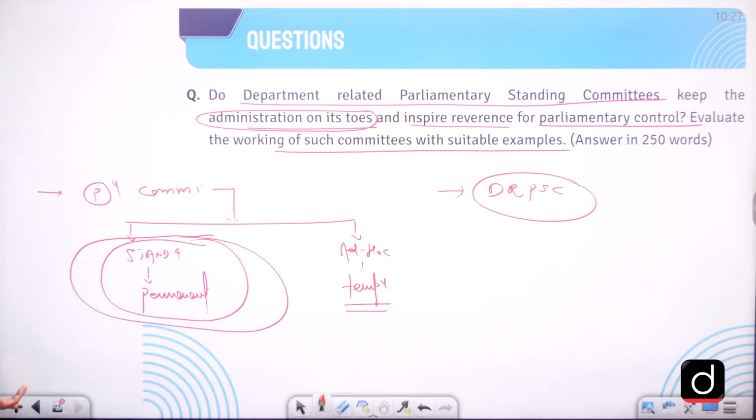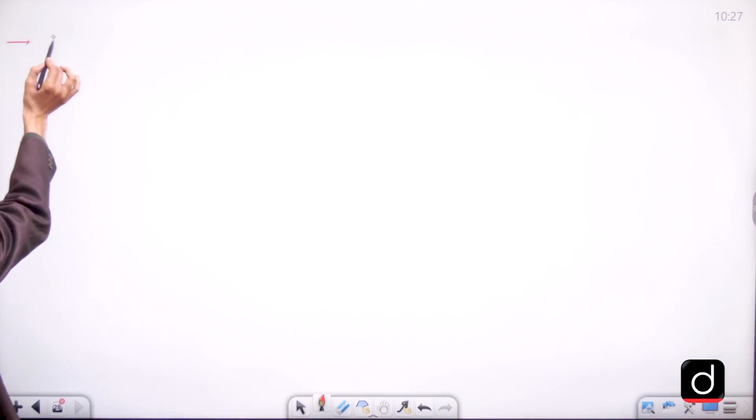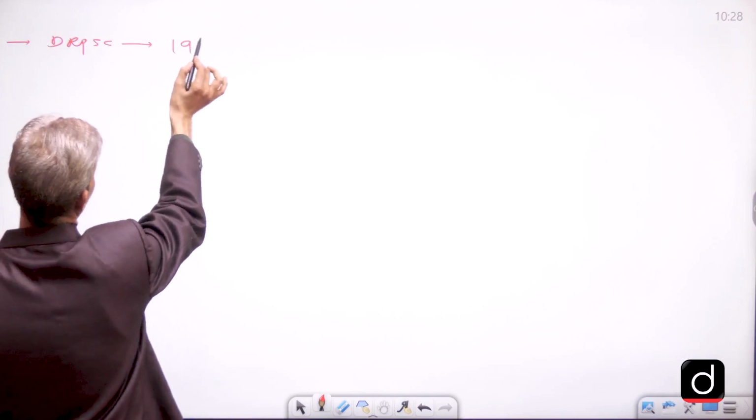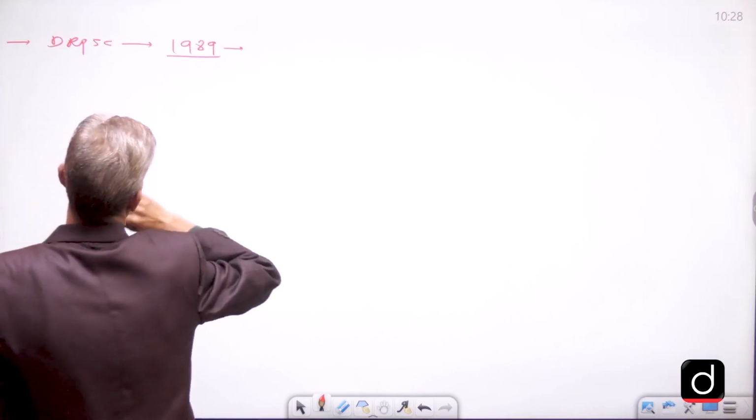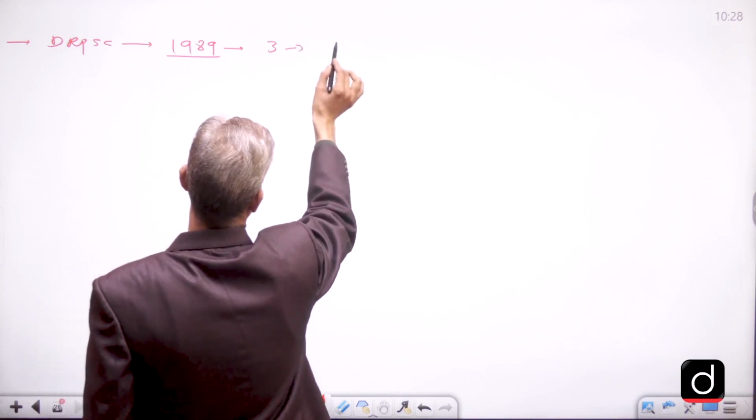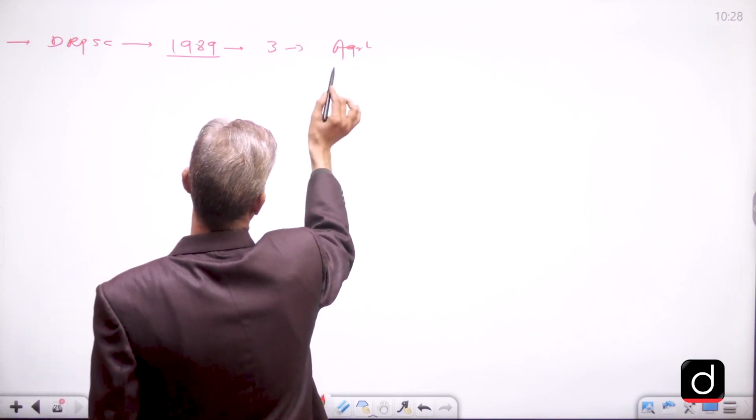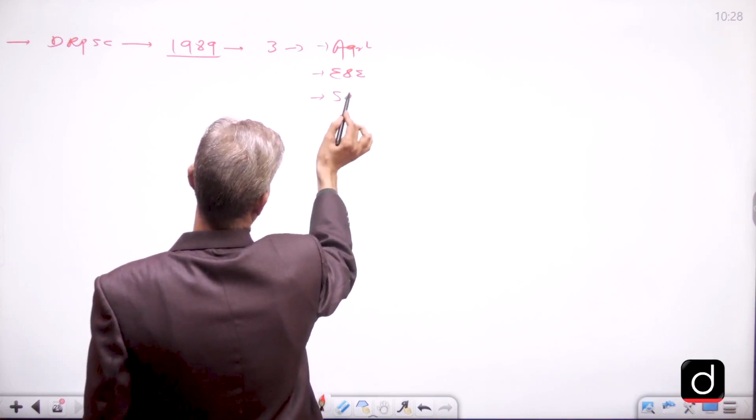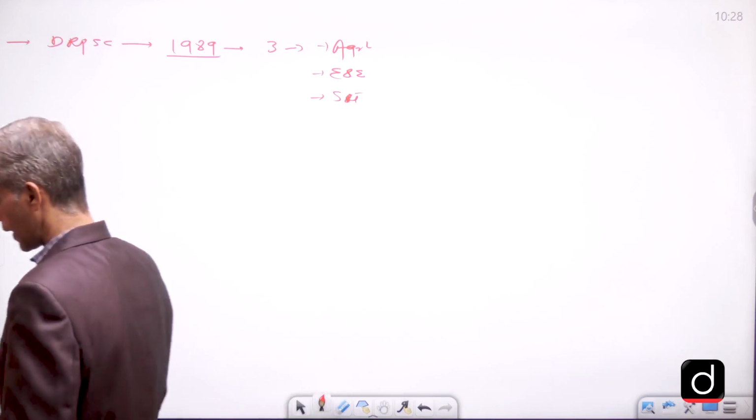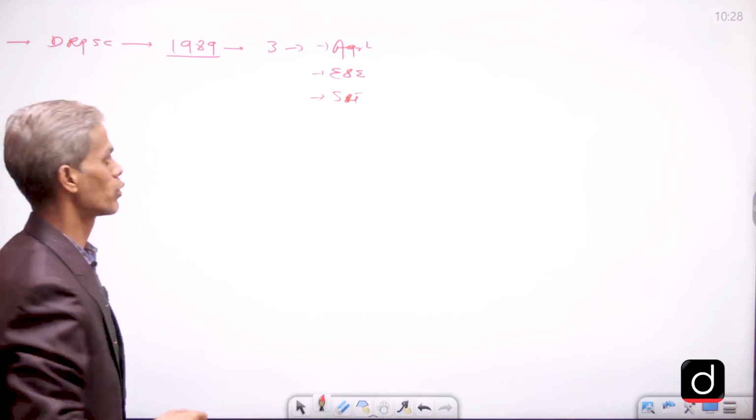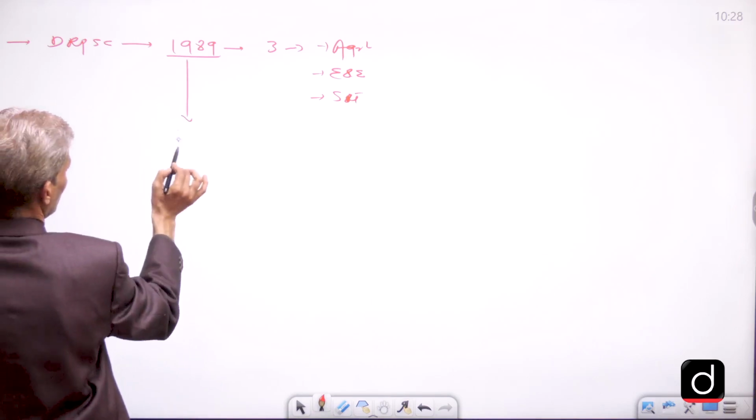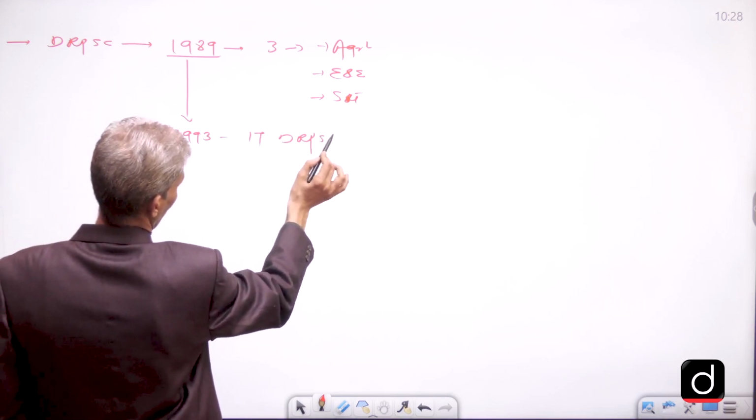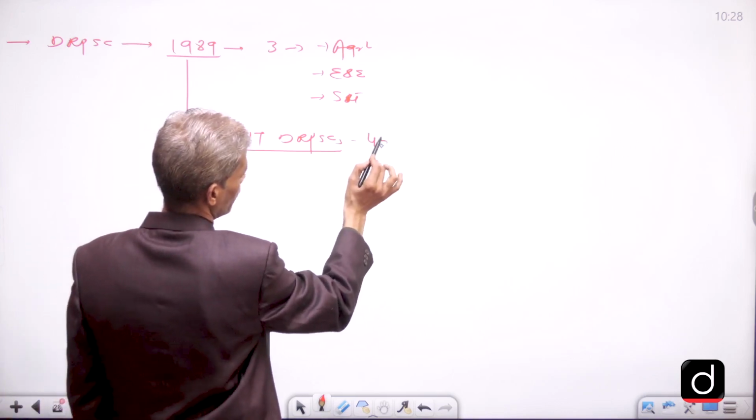So when we talk about the DRPSCs, the origin can be traced back. If you remember, it's fine. If not, no problem. Late 80s, to be exact in 1989, when three such committees were introduced in the Ministry of Agriculture, Environment and Ecology, and Ministry of Science and Technology, just to review their work. And since it was found very fruitful, it was extended to almost all the departments, and by 1993 we had 17 DRPSCs, with each having 45 members.